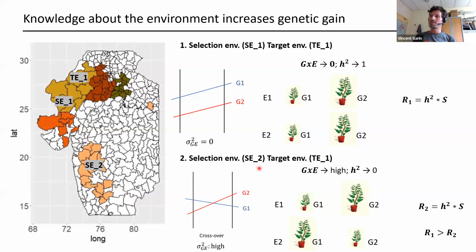The counterexample of this is, for example, if we do a selection in an environment that is very different from the target, for example, if we assume that the selection environment is this second environment and we select for this one, here there is much more risk that there is some crossover. There is a strong influence of the environment. And this type of situation, we want to avoid as much as possible because, for example, if we think in terms of genetic gain, we are going to decrease the efficiency of what we are doing.